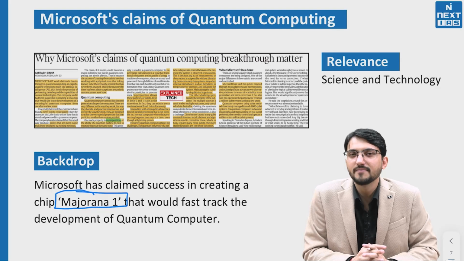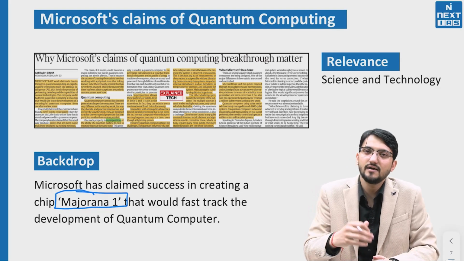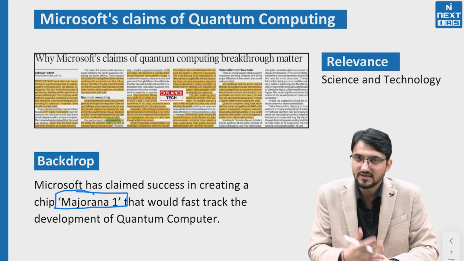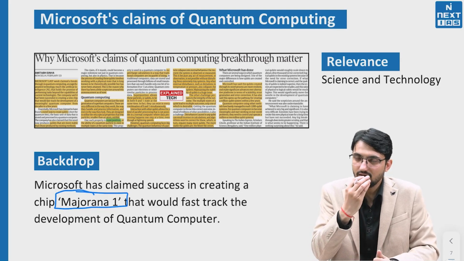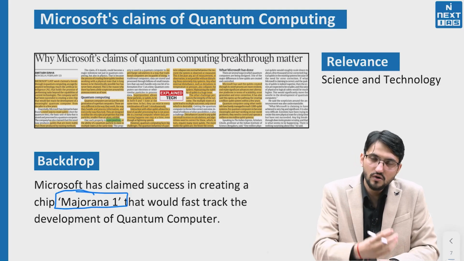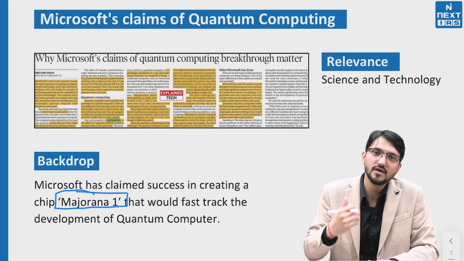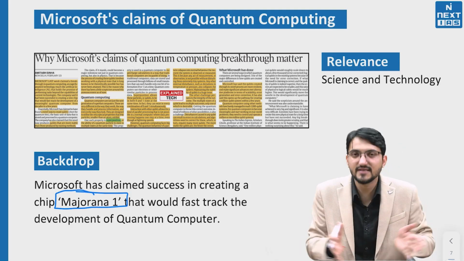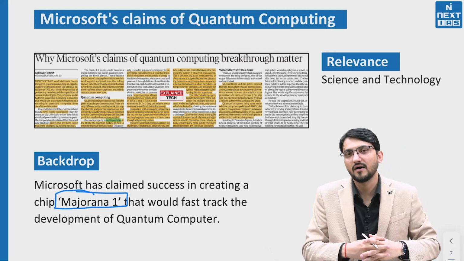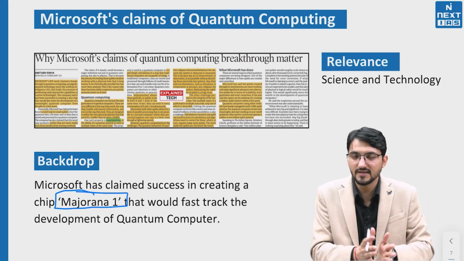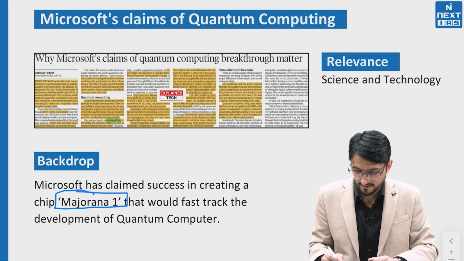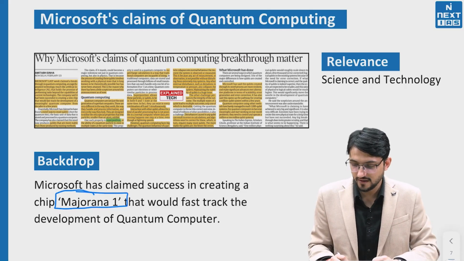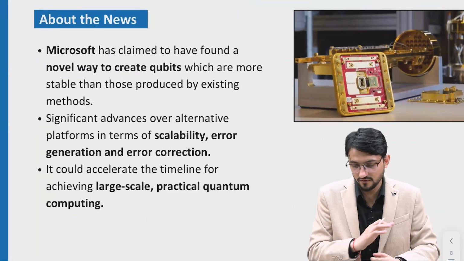Google Majorana. What is Majorana? Google it. You will understand why they have named it Majorana. It's a plant. I will give you a hint. It's a very intricate plant, and the reason behind this name is that the way they have placed these qubits, or the tapestry in which they will place or create them, is similar to Majorana. It's a plant. So Majorana 1 is the name of this new quantum chip, and its relevance is in the science and technology section of your syllabus.